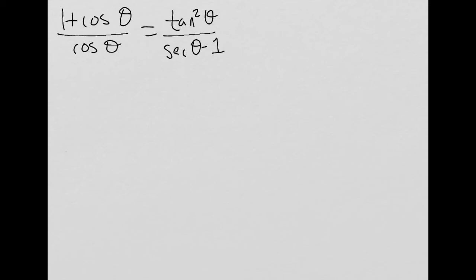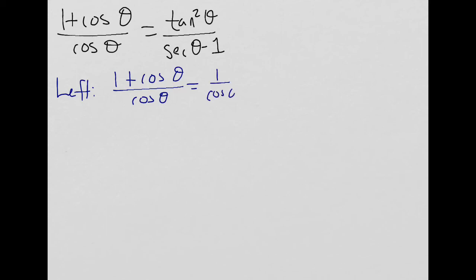And just going ahead and changing one side into the other is going to be problematic. It's going to be easier if we try to break these things apart into their component pieces and see if we can get them to be equal to each other. So if I just look at what's on the left, 1 plus cosine theta over cosine theta will be 1 over cosine theta plus cosine theta over cosine theta. So I've got secant theta plus 1.